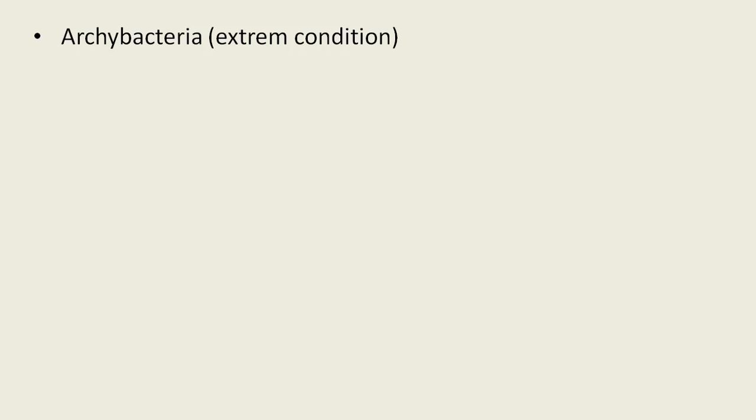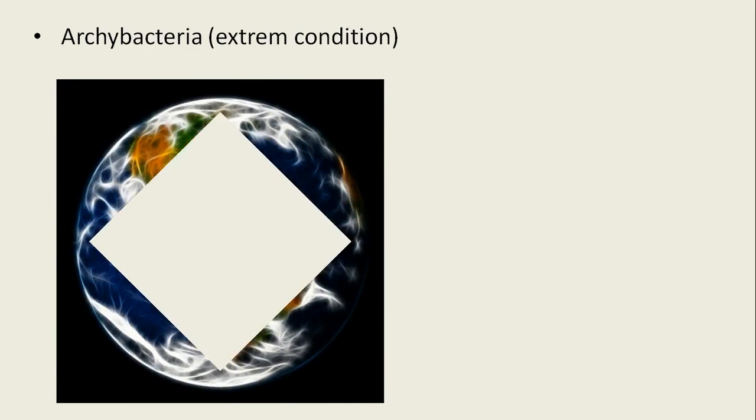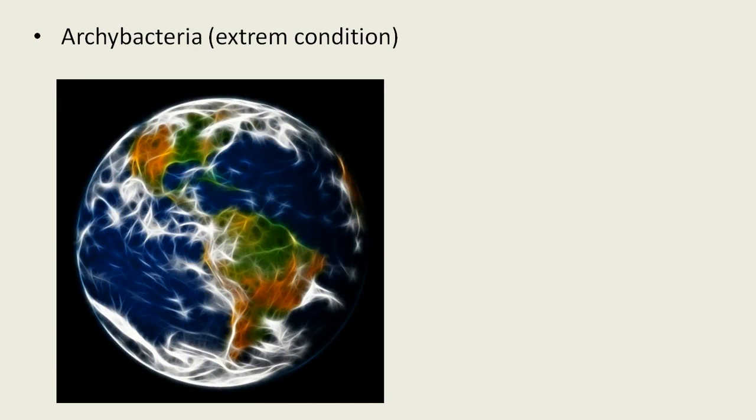Then the next group of the organism also belongs to the kingdom Monera. This is known as archaebacteria. All these archaebacteria are found or developed in the very extreme conditions that occur on the earth. In the very early life on the earth, archaebacteria developed, and these are the extreme-condition bacteria.